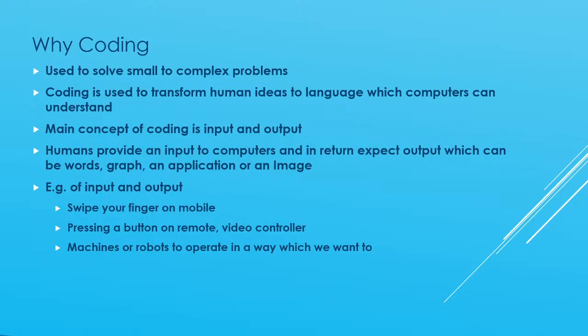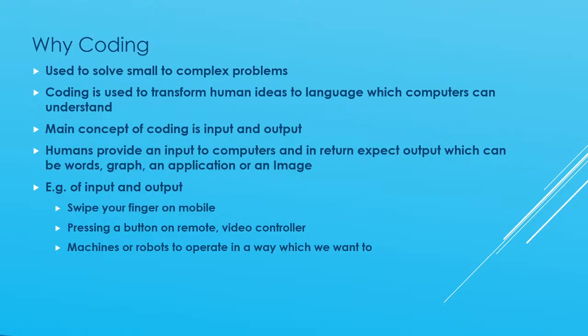Coding is used to transform human ideas into a language which machines can understand, and then they can actually serve our purpose. The main concept of coding is input and output. Let me give you a layman example. If you want to start a scooter, you key in the key and then hit your start key, and then the vehicle will start. What is the input? Your start action is the input for starting it. The same way, coding is required for getting functions out of a machine.